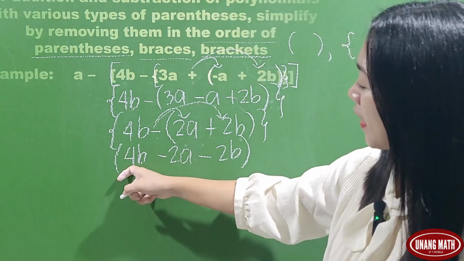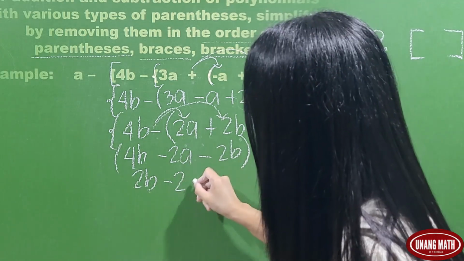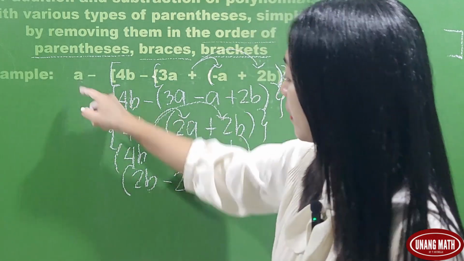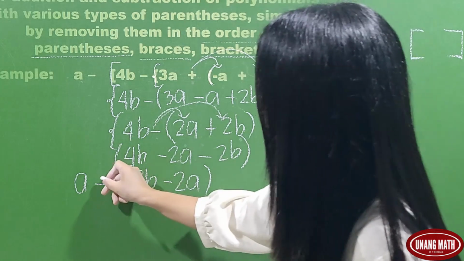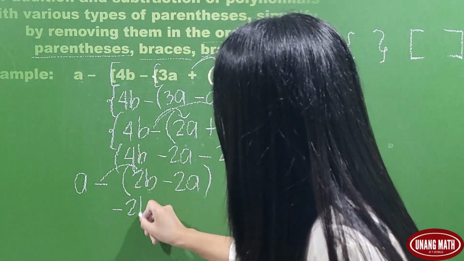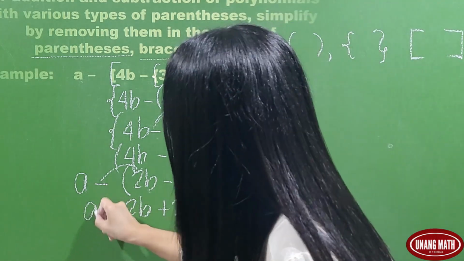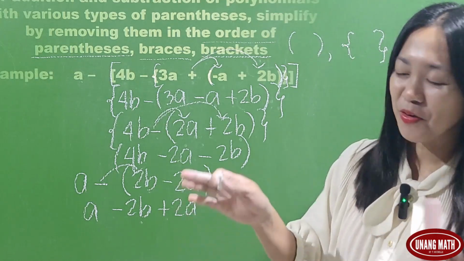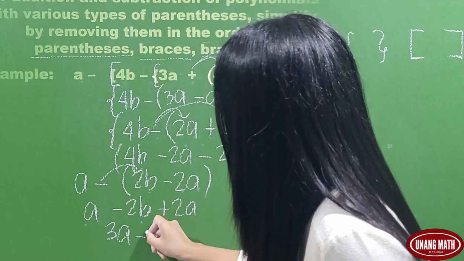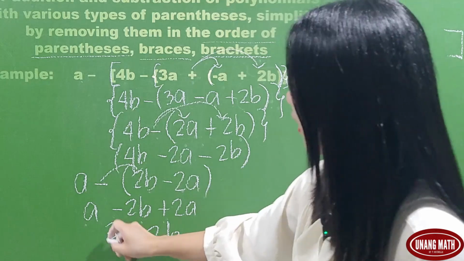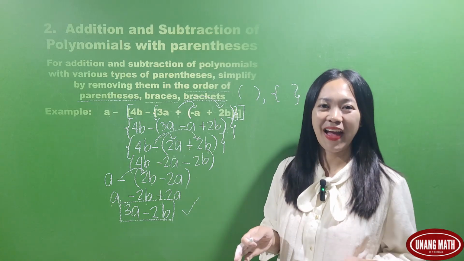Okay, simplify, combine like terms: 4b minus 2b would be 2b. So 2b minus 2a. Now, this is a, minus this expression 2b minus 2a. So negative times 2b would be negative 2b. Negative times negative 2a is positive 2a. So we have a minus 2b plus 2a. Combine like terms to simplify: a plus 2a is 3a, and this is negative 2b. So 3a minus 2b, this is now the simplified expression.